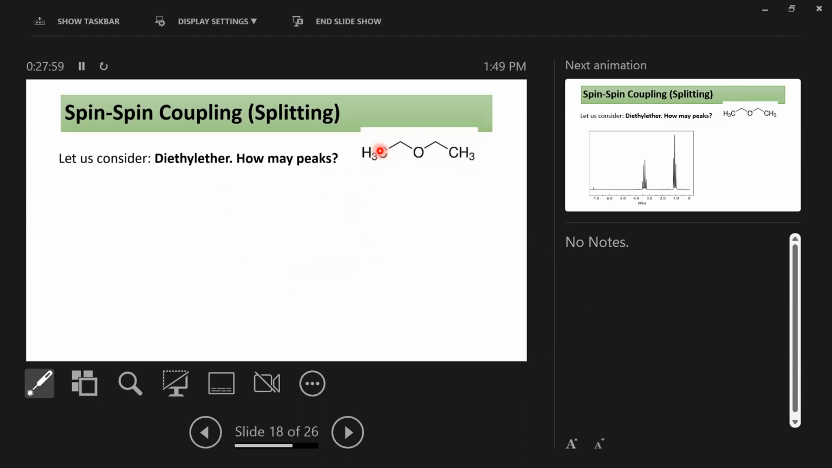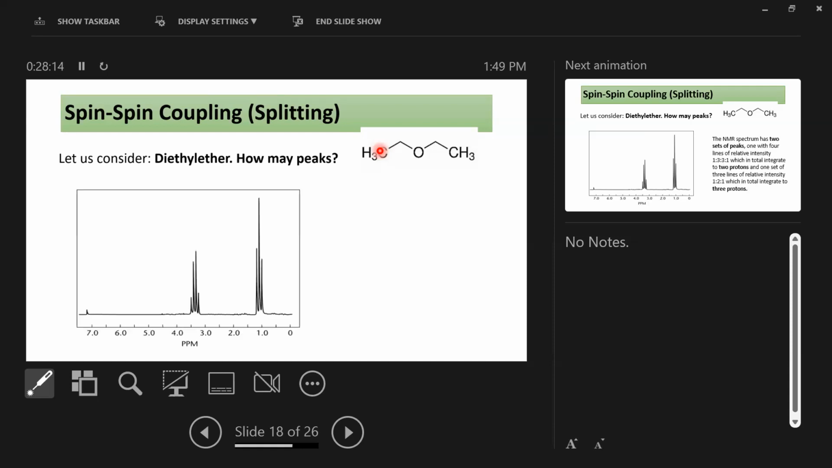So spin-spin coupling, splitting. This is where we talk about splitting. Let us consider diethyl ether. How many peaks would this have? Two. Good. This is how it would look. This is called a methylene, that's a CH2. Which one would correspond to the methylene? Okay, that's correct. So easy that was.